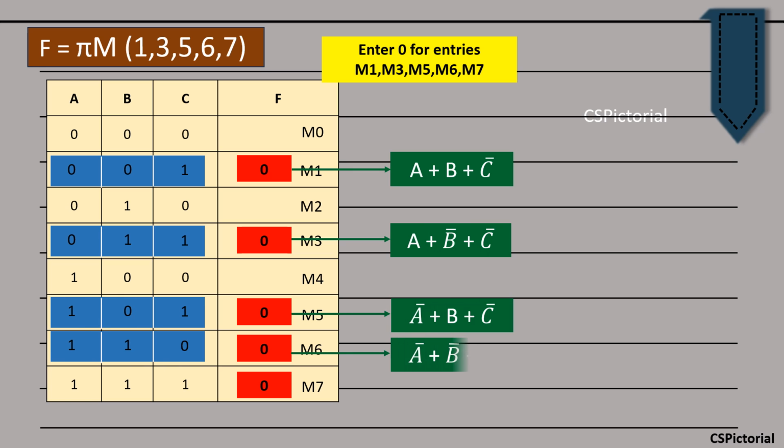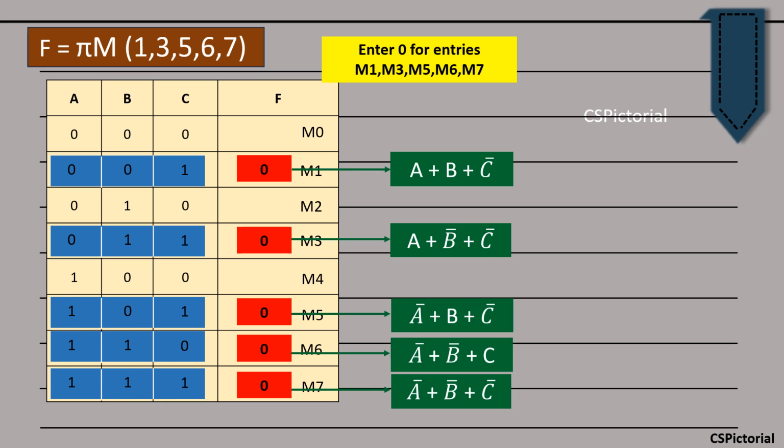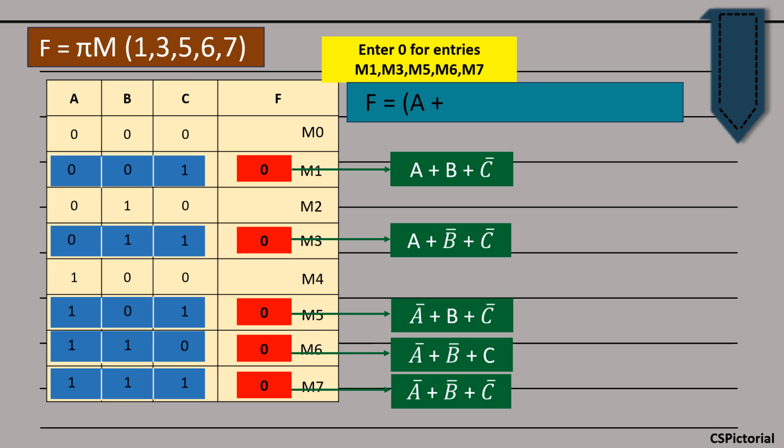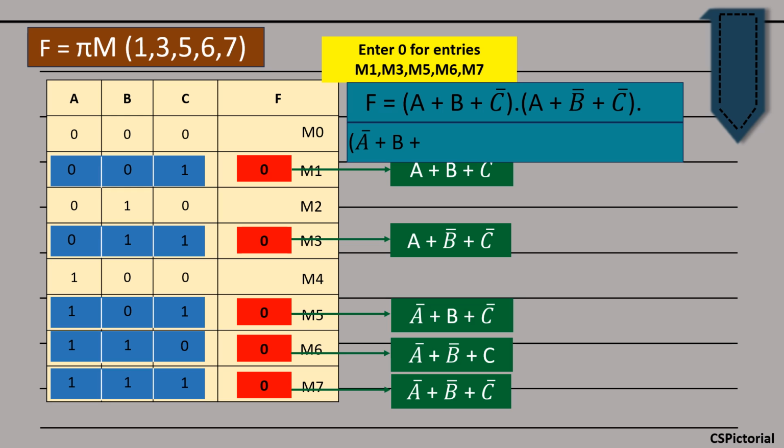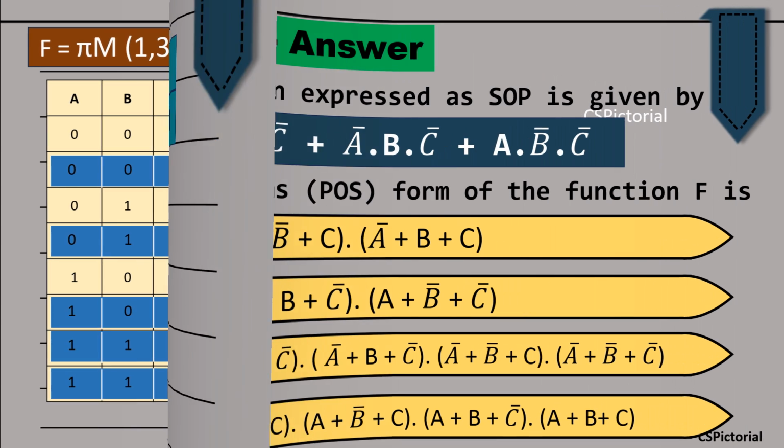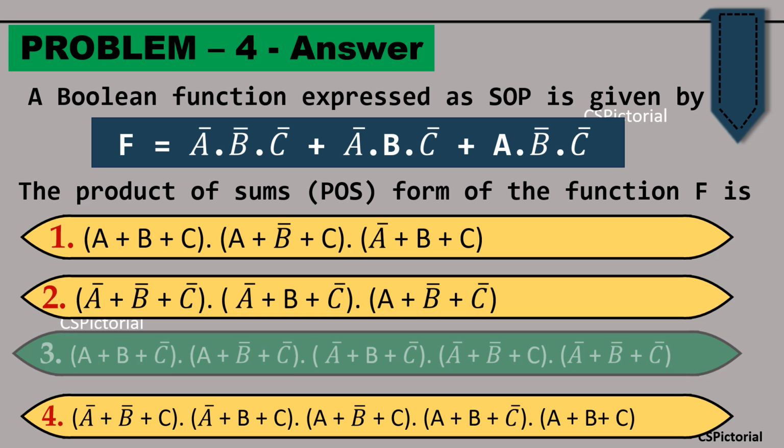Finally, we derive the POS expression by multiplying all the maxterms. F equal to (A plus B plus C bar) into (A plus B bar plus C bar) into (A bar plus B plus C bar) into (A bar plus B bar plus C) into (A bar plus B bar plus C bar). Thereby, the answer for this problem is option 3.